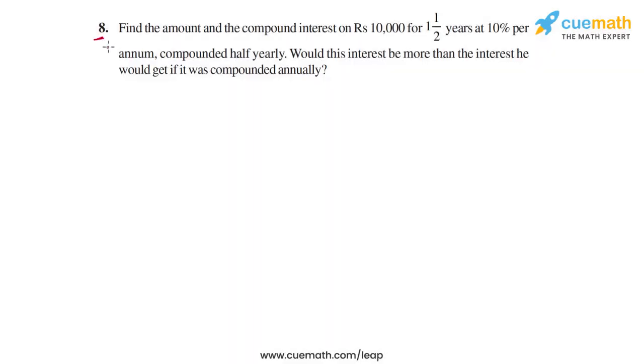Question 8 of this exercise says find the amount and the compound interest on rupees 10,000. 10,000 is the principal amount for 1.5 years, the time period, at this rate of interest 10% per annum, compounded half yearly. So in this case, the compounding is happening half yearly. Would this interest be more than the interest he would get if it was compounded annually?